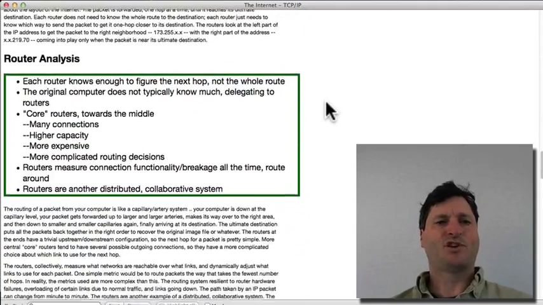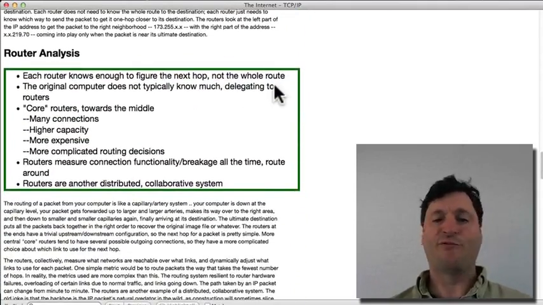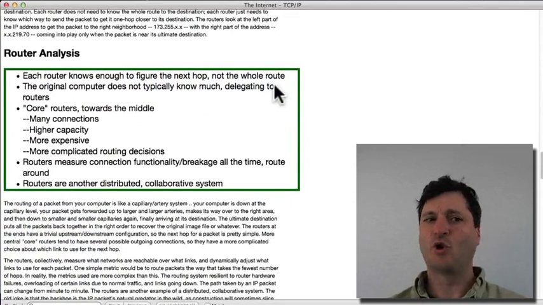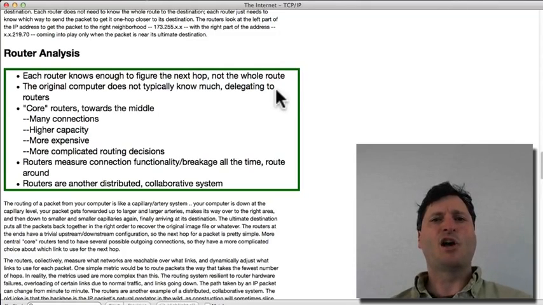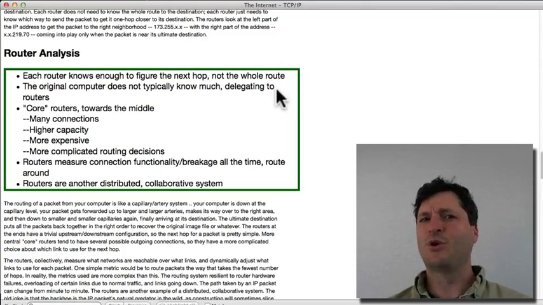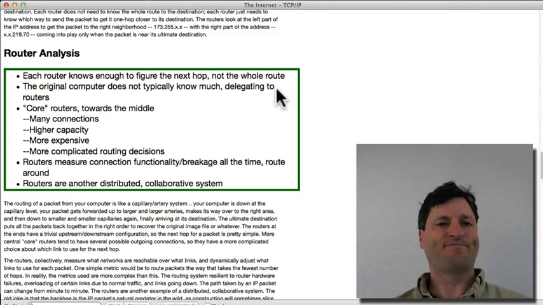I'll talk about routers for a second. As I mentioned before, they don't know the entire route. Each router just knows locally what's going on. Also notice in that explanation, my computer doesn't really know anything about the layout of the internet. Essentially, it's delegated to the router. It says, hey router, here's a packet. You know how to do routing. You take care of it.